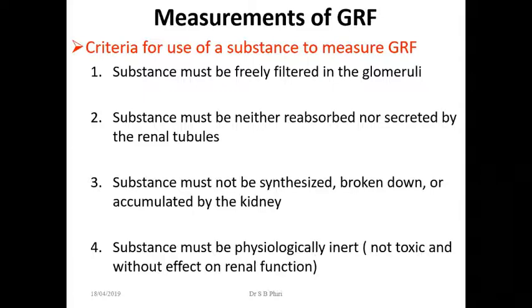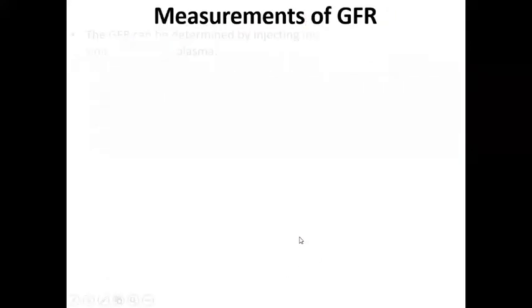Then the substance must be physiologically inert, meaning non-toxic, not toxic and without effect on the renal function. So these are the characteristics that a substance should have. So what are some of these substances that you can use to estimate glomerular filtration rate? Such questions can also come in MCQs. So the first one is inulin. So you can also use inulin.